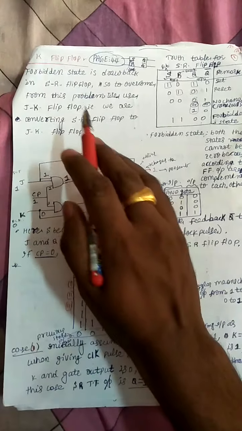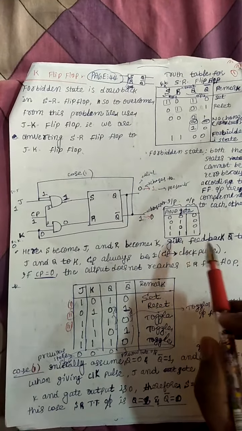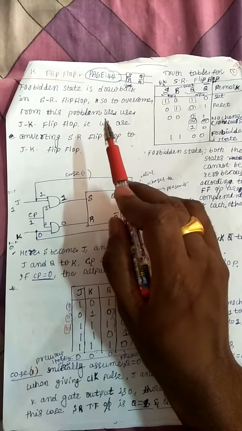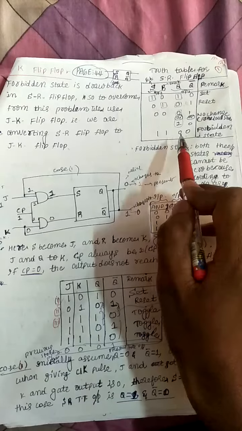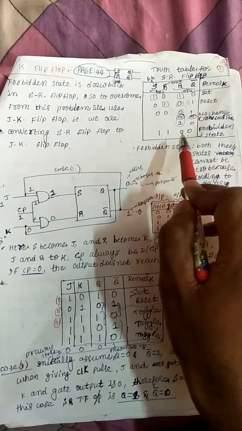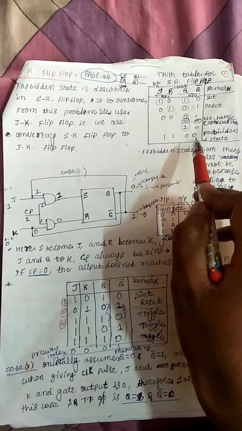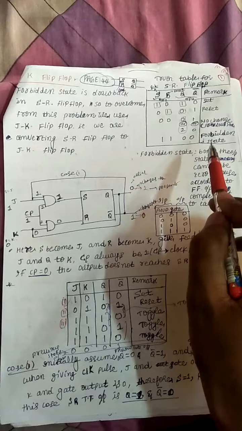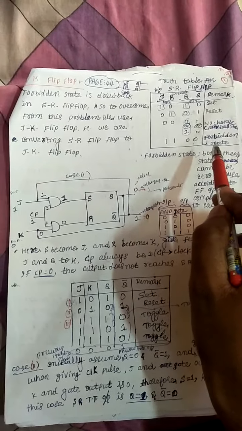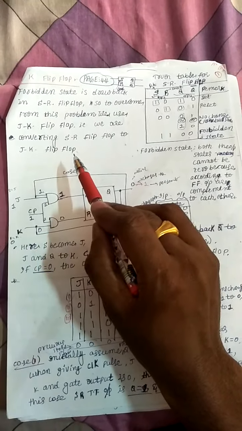In today's class, I am going to discuss the JK flip-flop. In SR flip-flop, when both the inputs are 1, the outputs are 0, 0. So both the outputs cannot be 0, 0. It's a drawback of SR flip-flop. That state we call a forbidden state. In order to overcome that condition, we are converting SR flip-flop into JK flip-flop.